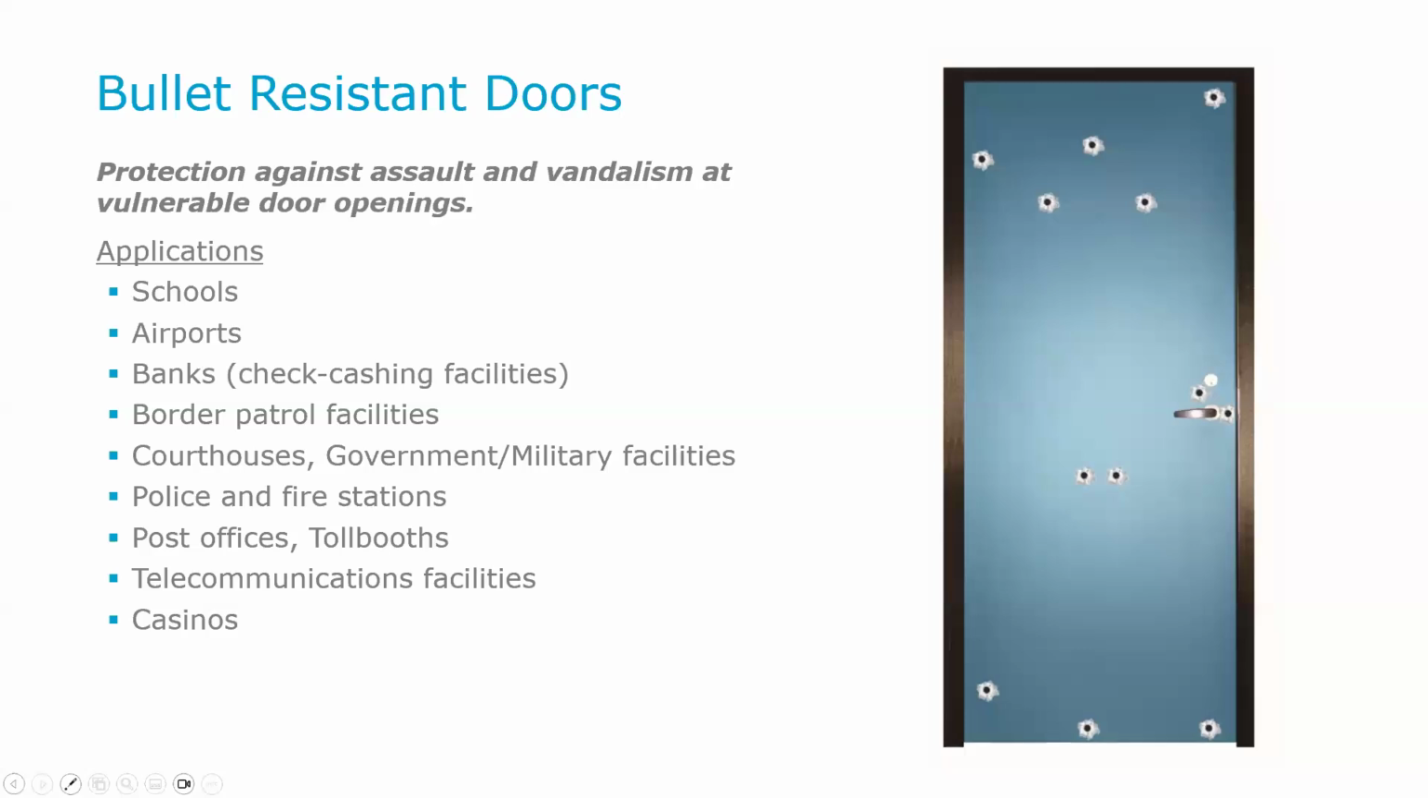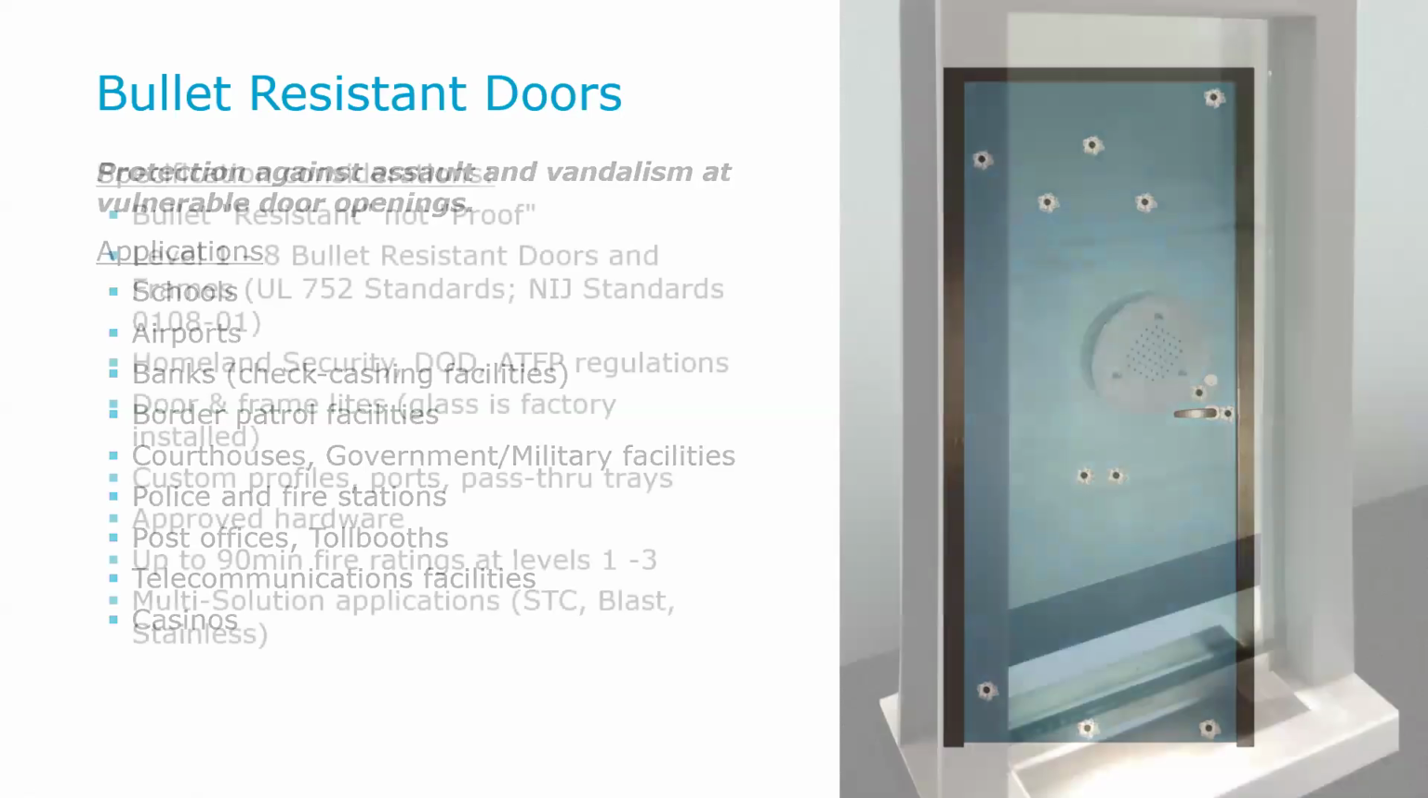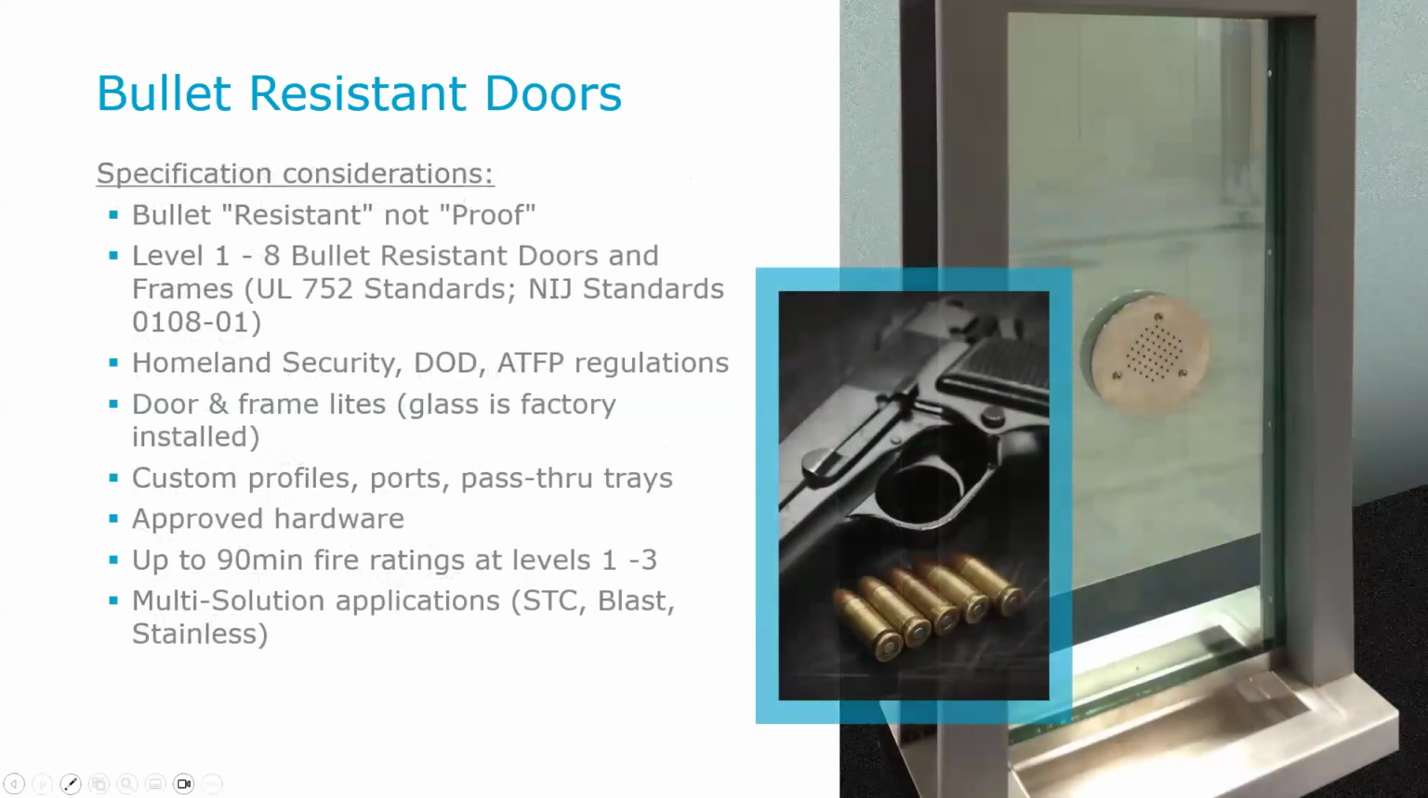The next product we have is bullet resistant. And again, as we walk through these products and we talk about resistance, please keep in mind it's not bulletproof, it is bullet resistant. So you will see that some of the bullets may and will penetrate, but again, it's there to resist and to help protect what's on the other side of that door. So the next one is our bullet resistant. You'll see the various types of applications for it.